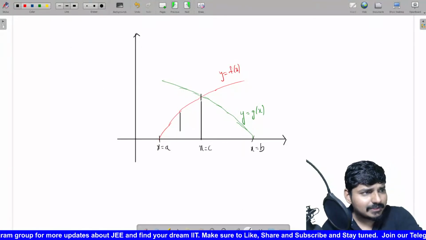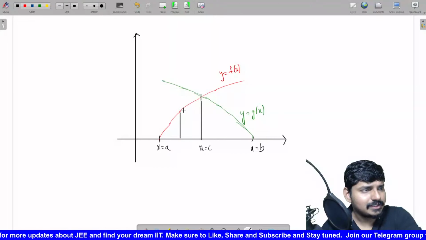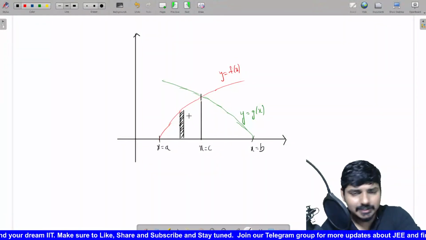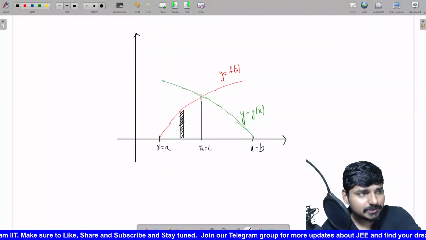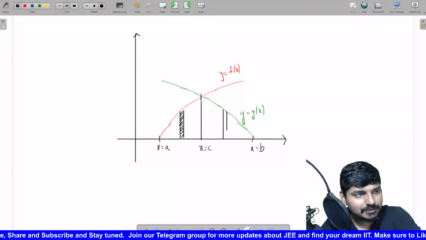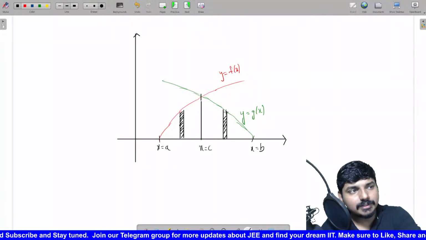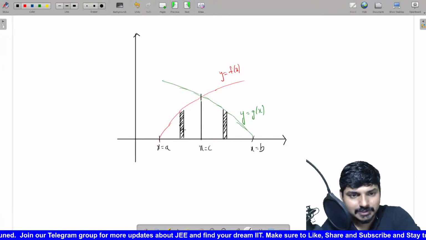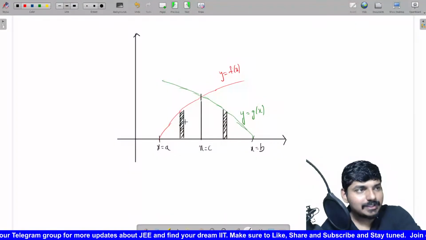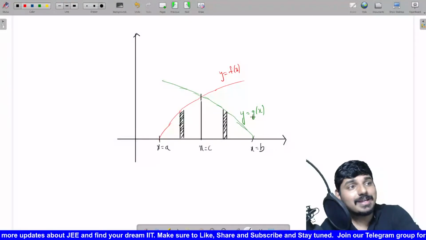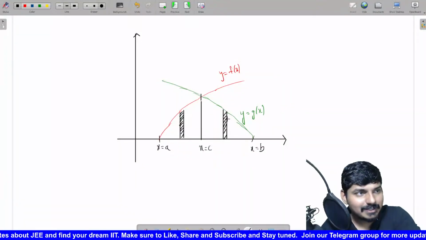In the region between a to c, you have to go with two vertical strips. The reason is quite simple: in the region a to c, one vertical strip is going to cover y is equal to f of x, and in this region you need to take another vertical strip which is going to cover the curve g of x, because you can't take the same vertical strip. This vertical strip takes f of x into consideration only, not g of x. To take g of x into consideration, we need another vertical strip.